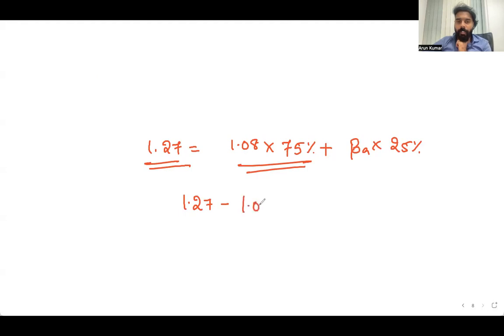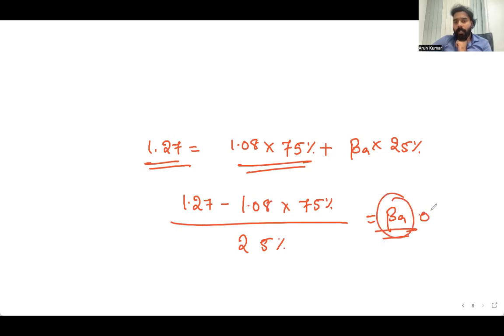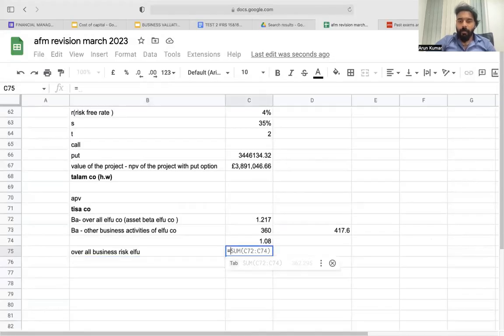1.08 into 75%, divided by 25%. That will give you the business risk of the other component that we are planning to invest in. So just substitute that formula, 1.27 minus, and do it in Excel. 1.27 minus 1.08 into 75%. Whatever amount you get, divided by 25%.